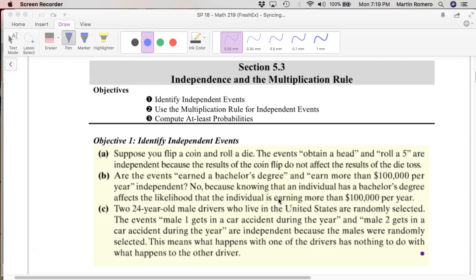This video is the introduction to chapter 5.3. Have your note sheets ready. Have the book open also. That would help you as you go along through this.